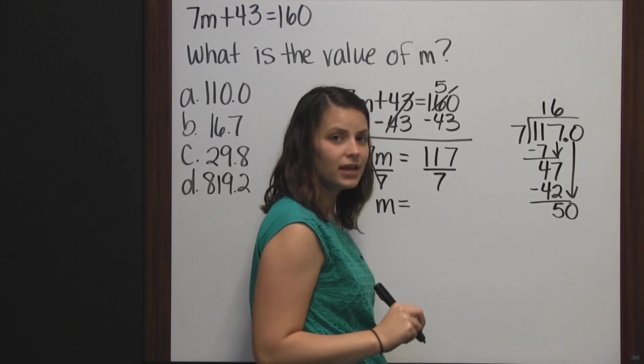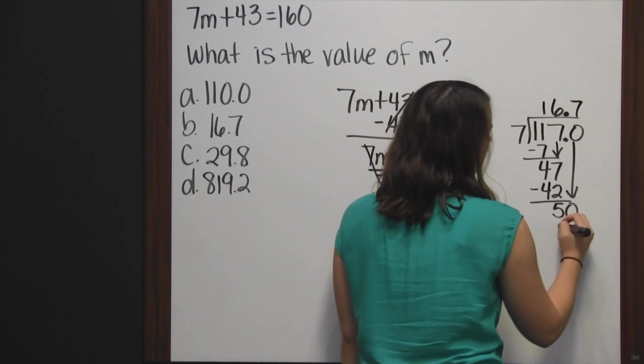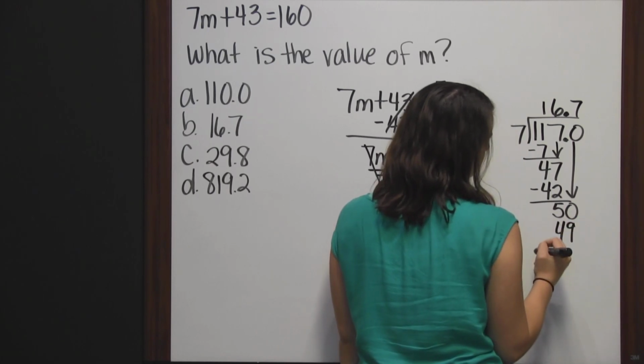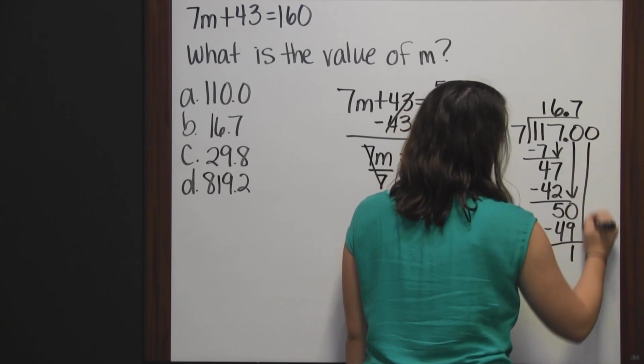7 goes into 50 7 times. 7 times 7 is 49. We subtract and we get 1. We add a 0 and bring it down.